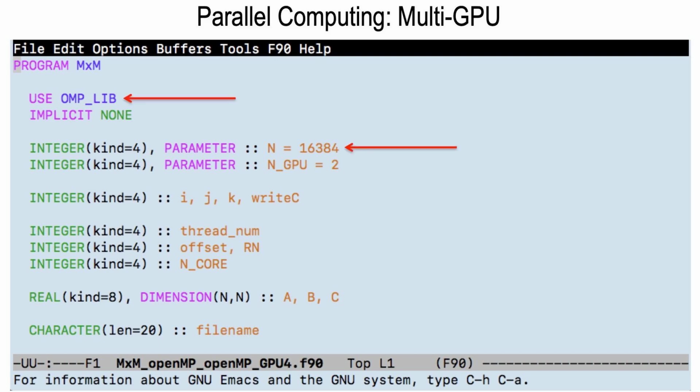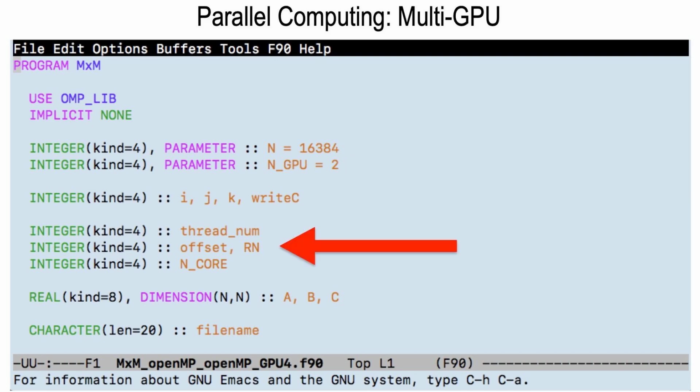First, we need to include the OpenMP library, as we have done before. Then, we'll set the matrix dimension parameter n to 16384, just like in our previous video. I have added a new parameter to the program to set the number of GPUs we will use. Since we are using multi-threading with OpenMP, the number of GPUs is limited to those available on a single node. On the A100 nodes, we can use up to 4 GPUs, as each node has 4 GPUs.